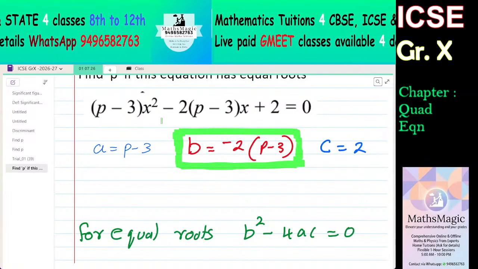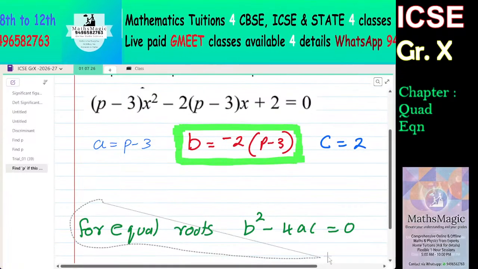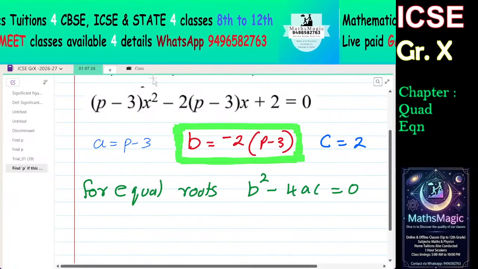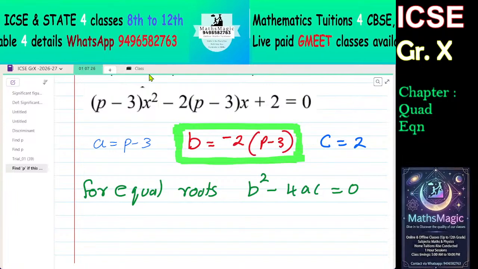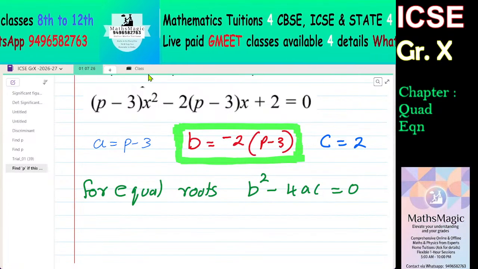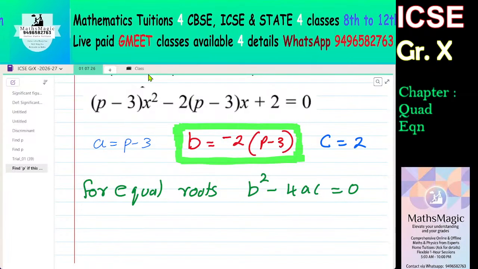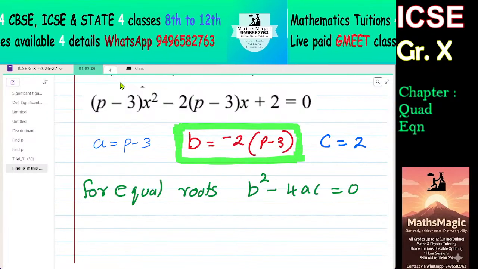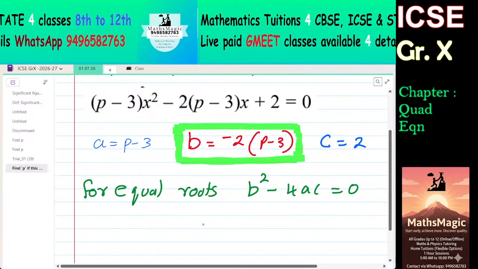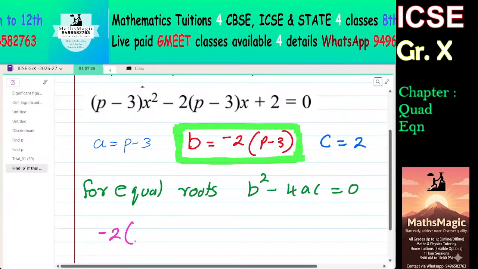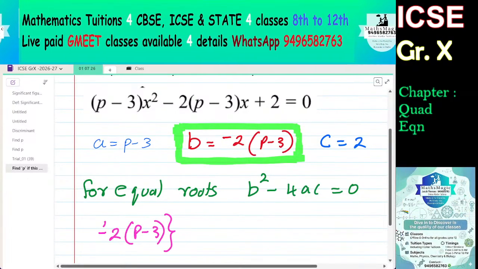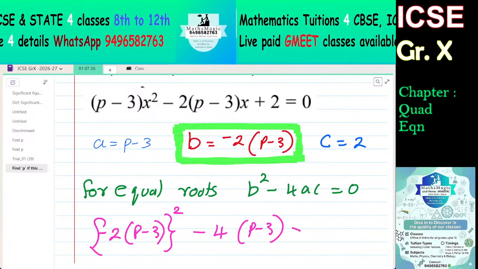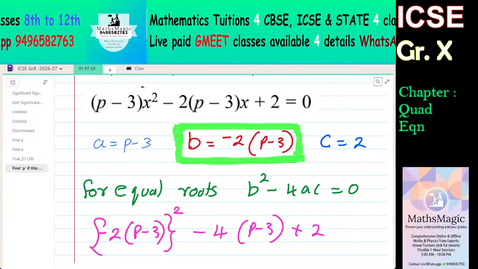And now most of you have overcome the hurdle. Okay, go ahead and solve it. And in my opinion, don't just wait to get the confirmation whether I should move ahead or not. Think a little bit and move ahead. Otherwise, you may lose precious answering time. So minus of 2 into p minus 3 all squared, b squared minus 4 into p minus 3 into 2.